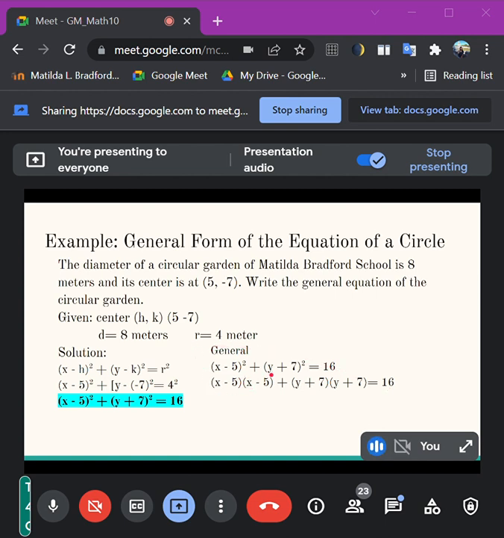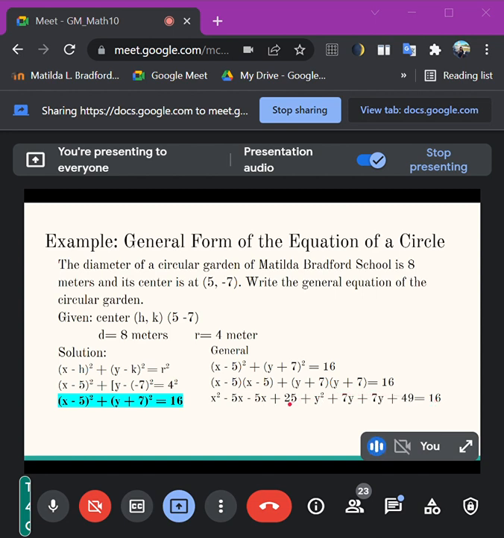So you expand it using the FOIL method. First, x times x, that is x squared. X times negative 5, so that is negative 5x. Negative 5 times x, that is negative 5x. Negative 5 times negative 5, that is positive 25. Then on the other side, just put plus. So y times y is y squared. Y times 7, that is 7y. 7 times y, that is 7y. 7 times 7, that is 49, equal to 16.